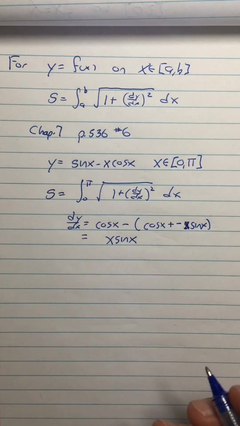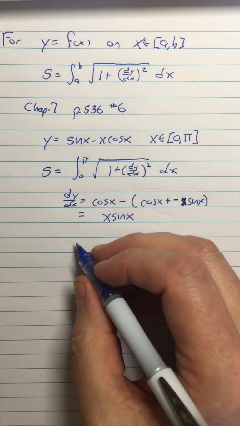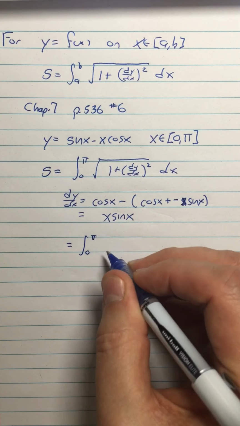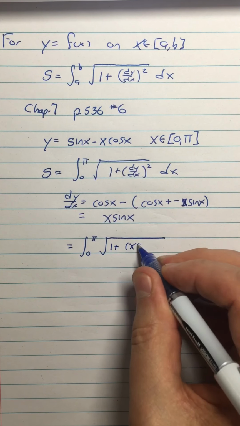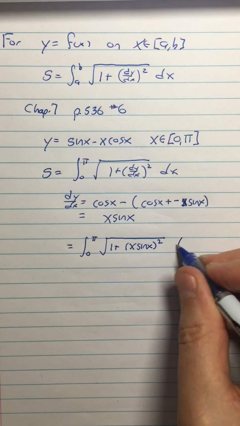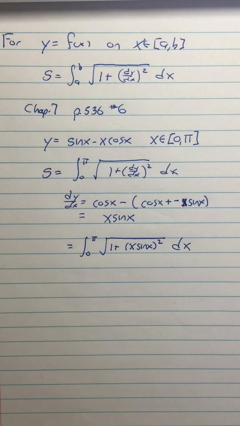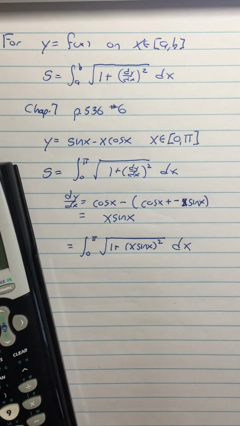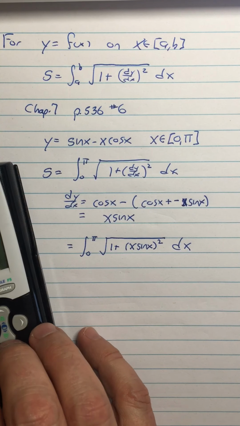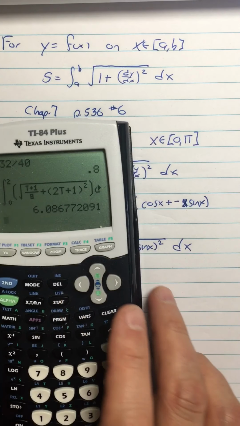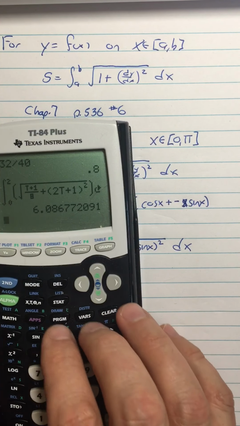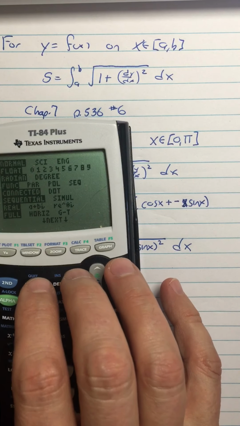So then all we have to do is the integral from 0 to pi of the square root of 1 plus x sine x squared dx. Boom. That's what we got to do. All right. So we've put that in the calculator, I guess. I should have done that ahead of time, but I got distracted by something else. Let's see. We're going to go out of y equals. I think I went back into function mode. Okay.